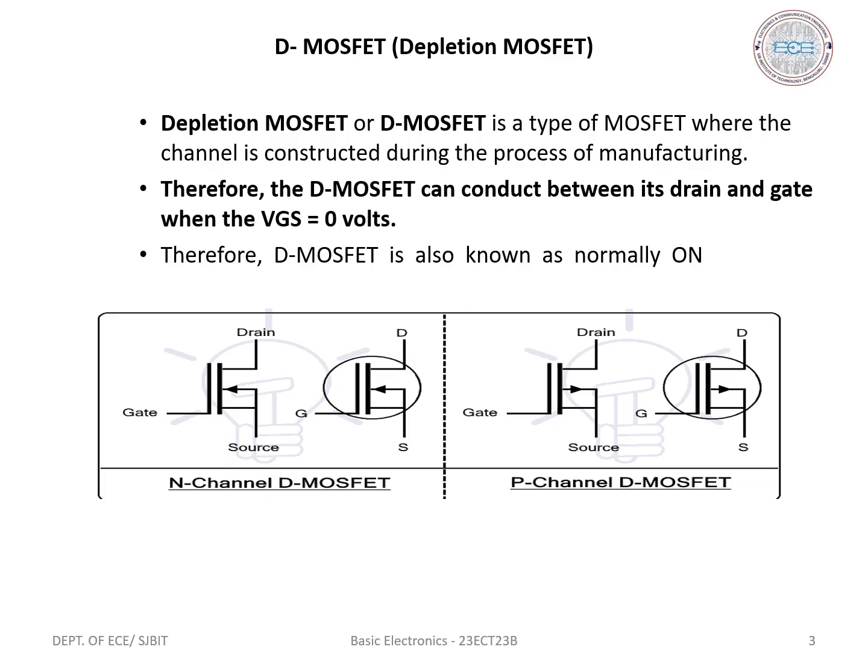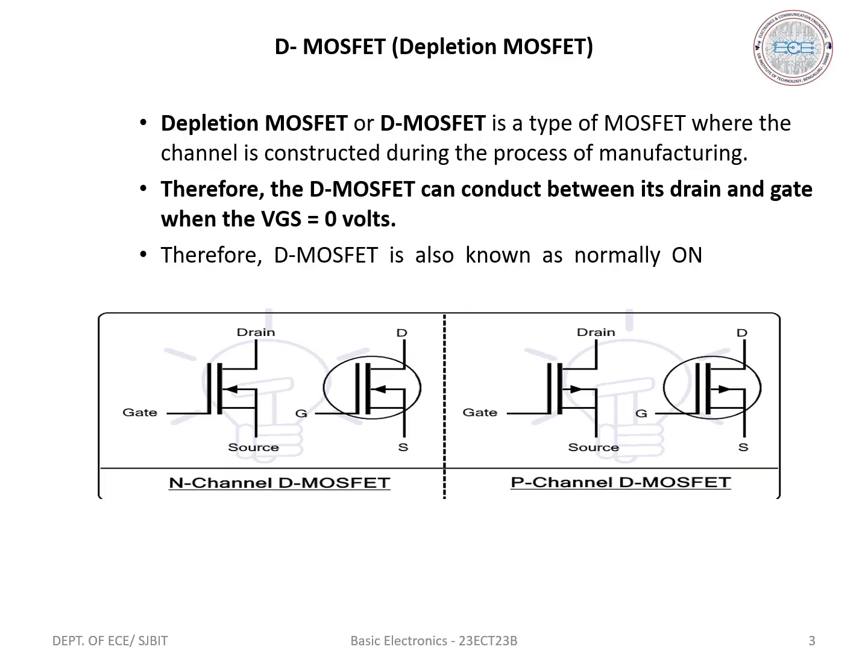Since we construct the channel during the manufacturing process, the D MOSFET can conduct between its drain and source even when the value of VGS, the gate to source voltage, is 0 volts. Even though we don't supply any voltage between the gate and source terminals, the MOSFET will conduct. Therefore, the D MOSFET is also known as a normally on MOSFET.